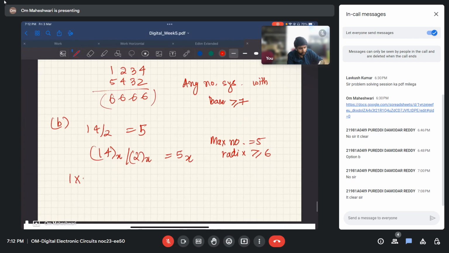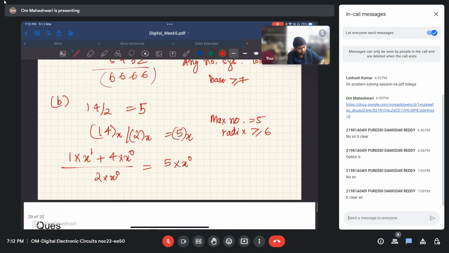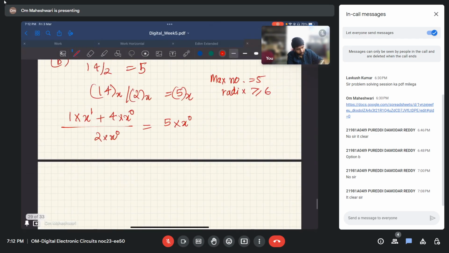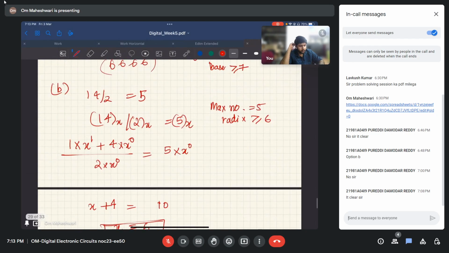So this is 1 into x to the power 1 plus 4 into x to the power 0, divided by 2 into x to the power 0, equals 5 into x to the power 0. So this is x plus 4 equals 2 into 5, which is 10. So x is equal to 6. Here we have found x is 6 only, not greater than 6, not less than 6, x is 6. Okay, so this is done.